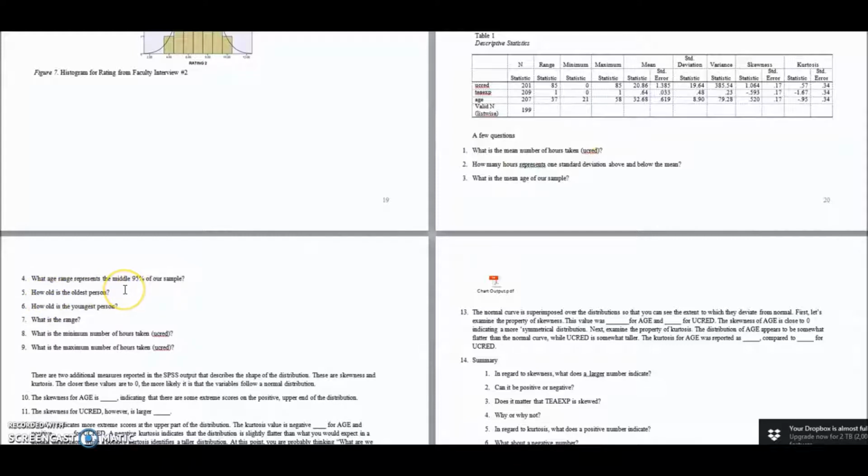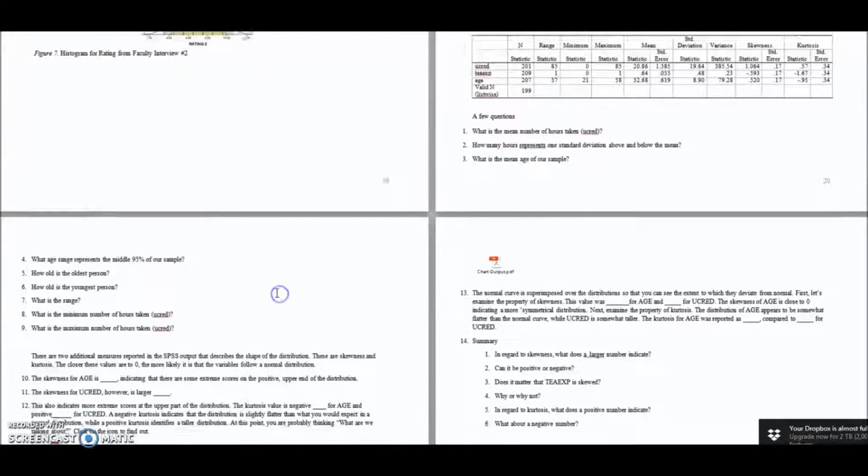How old is the oldest person? How young is the youngest person? Age group. So if you look at this, you have your minimum, maximum. What is the range? Range is maximum minus the minimum. What is the minimum number of hours taken? So all this descriptive statistics, you can find it from this table.